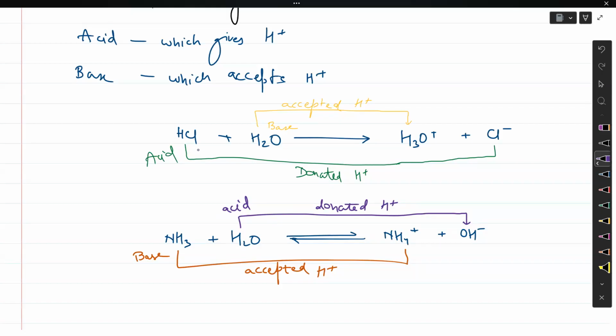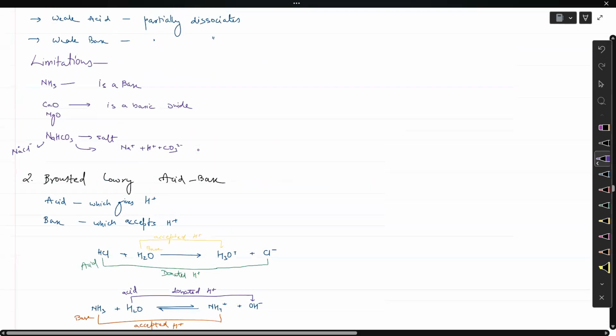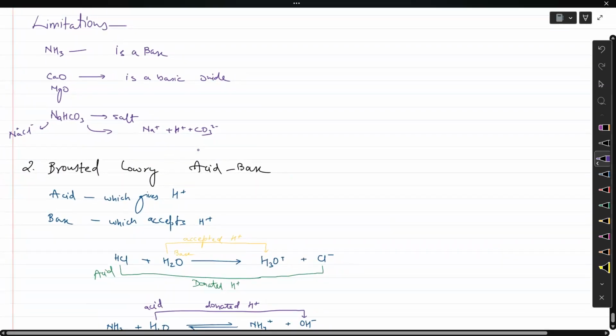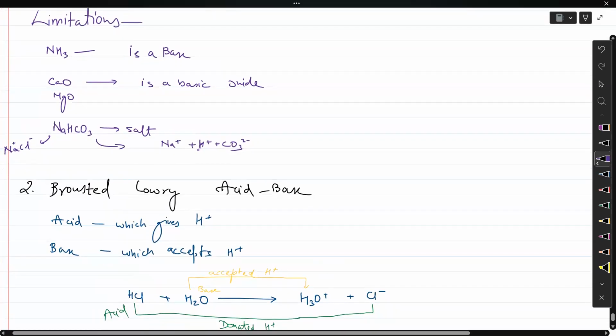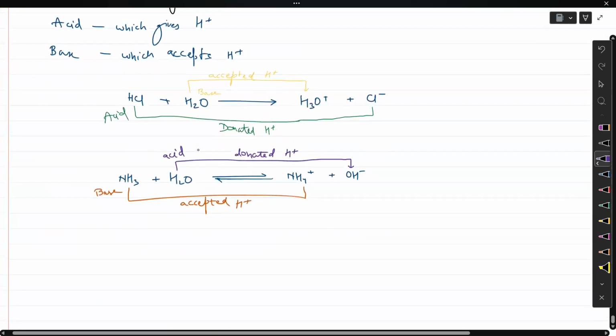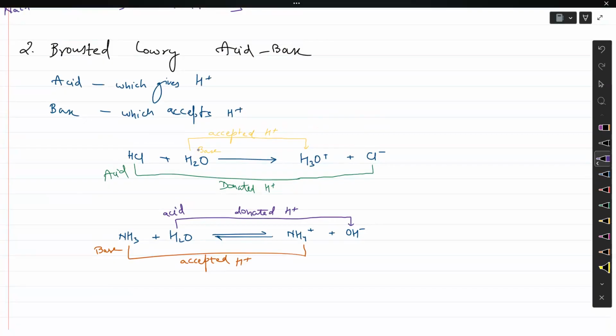ठीक है? Now note it down. What you have to note from here is the limitations. Have you written these limitations? बोलिए. करिए इसको, Bronsted-Lowry concept. Note it down.